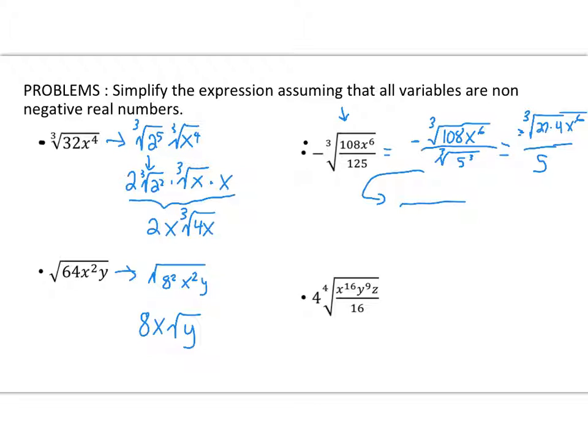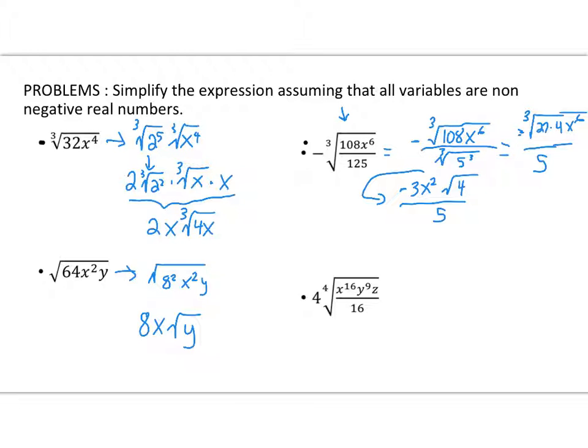So I can take out a negative 3 here. Now, x to the sixth, that's just going to be x squared, right? And I'm left with 4. And on the bottom I have a 5 here. So there's my answer to that particular problem.